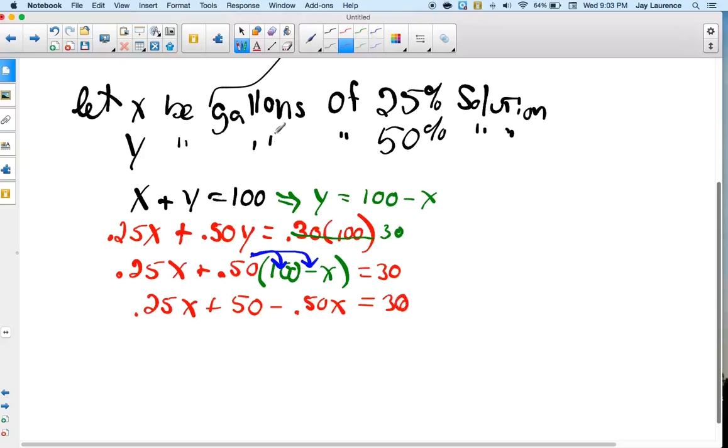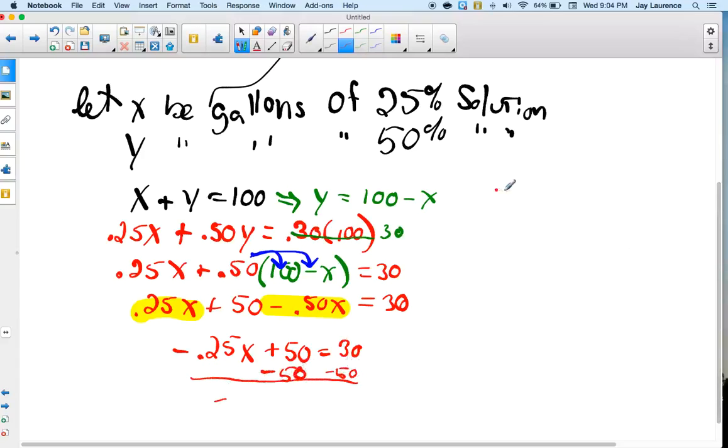Okay, so I've got some like terms there. You see them? There's a like term here and a like term here. So I've got to put them together. And that's going to give me negative 25 hundredths X plus 50 equals 30. I'm going to subtract 50 from both sides. And I'm going to bring my work over here because I'm running out of room. Negative 25 hundredths X equals negative 20.